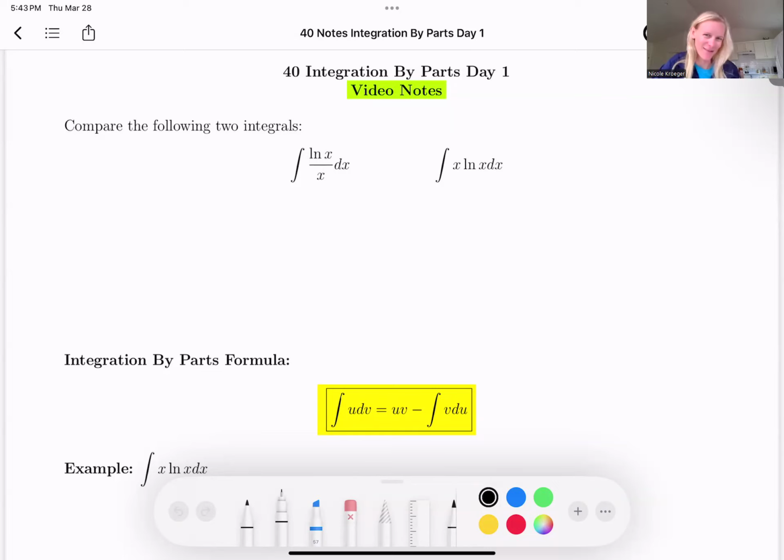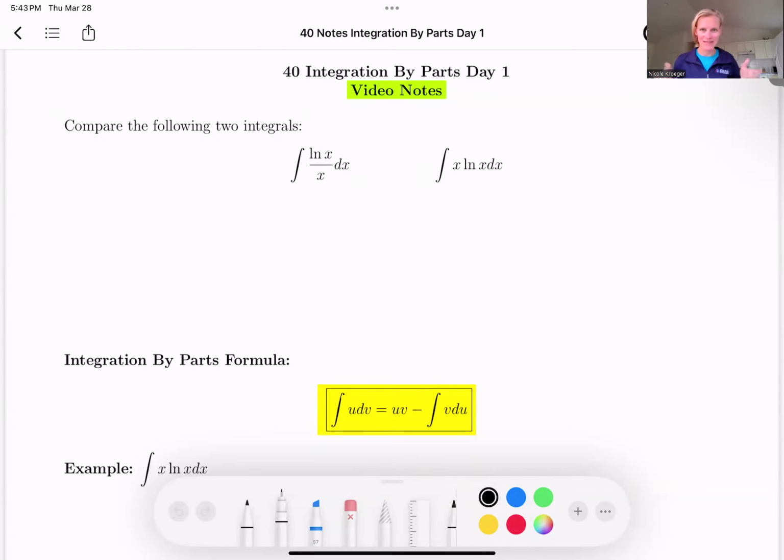It might not be obvious that that's what we're doing, but I'll talk to you in class about where that's coming from. This is going to be something called integration by parts. Before I tell you how integration by parts works, let's compare these two integrals that look very similar. So we have ln of x over x and x ln of x.